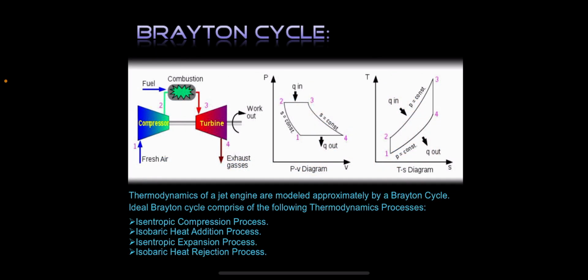The Brayton cycle. This is the PV and TS diagram for the Brayton cycle. The thermodynamics of a jet engine are modeled approximately by a Brayton cycle. The ideal Brayton cycle comprises the following thermodynamic processes. They are the isentropic compression process, isobaric heat addition process, isentropic expansion process, and isobaric heat rejection process. They are represented as processes 1 to 2, 2 to 3, 3 to 4, and 4 to 1.